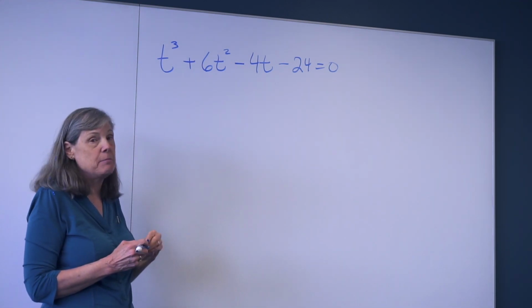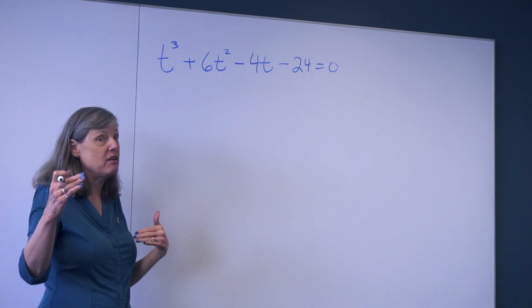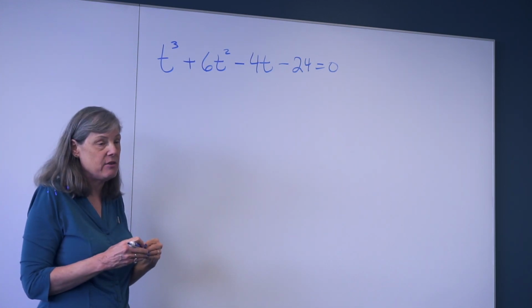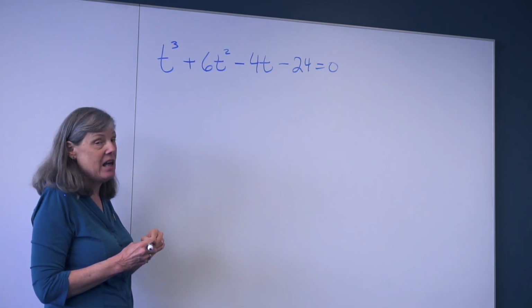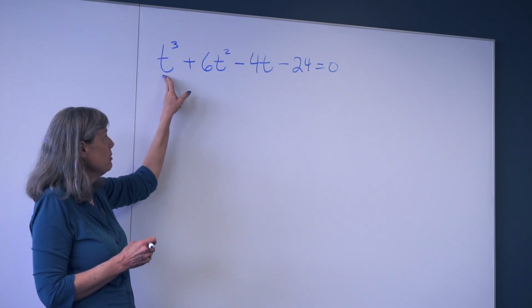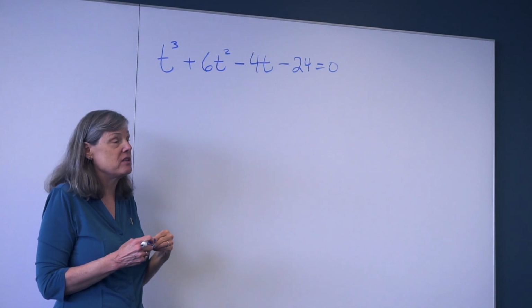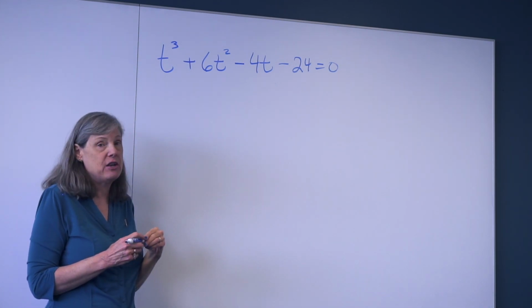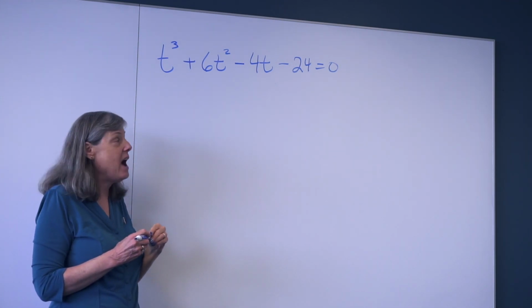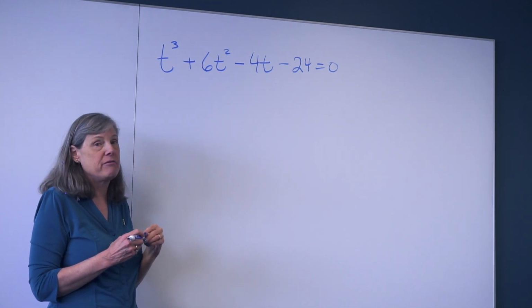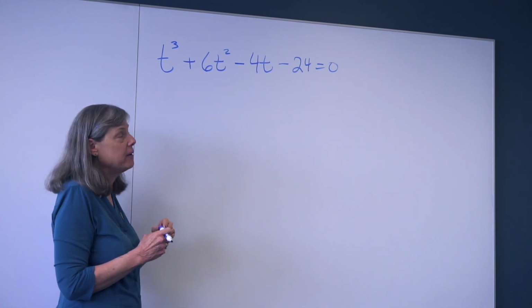Rule number 2, is it a binomial? Remember, we're using our factoring rule sheet. Go back and get that out if you don't have it. It is not a binomial. It has 4 terms, 1, 2, 3, 4. So our next question in rule number 2, is it a trinomial? No, we already figured it has 4 terms. So now we will go back to rule number 4, factoring by grouping.